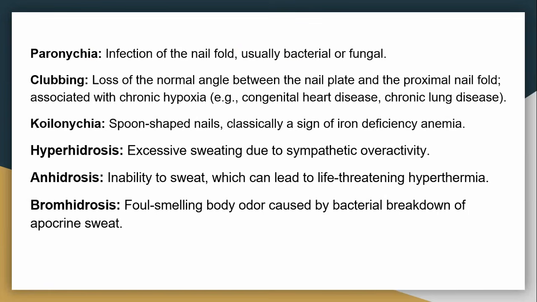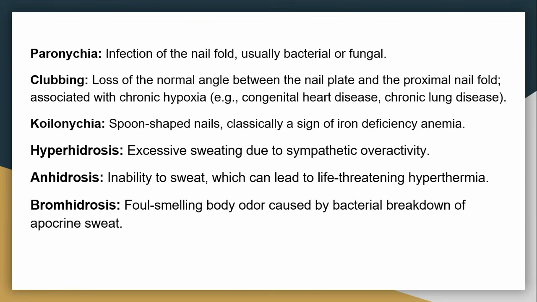Now is paronychia. Nychia is the term for nails, and paronychia is an infection of the nail folds. It can be due to bacteria or fungus. Then clubbing. Clubbing is the loss of normal nail angle between the plate and the proximal nail fold, associated with hypoxia. Congenital, it can be in many conditions, right? Clubbing can be in some chronic lung diseases or in cancers. There are many conditions. If you are just labeling one or two, that is enough.